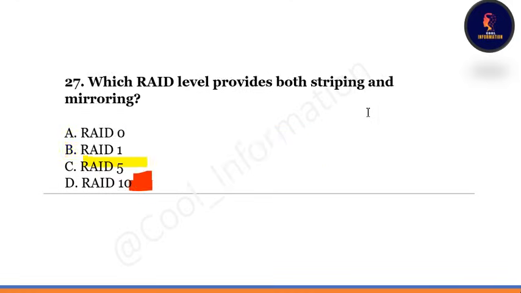Next question. Which RAID level provides both striping and mirroring? Options are RAID 0, RAID 1, RAID 5 or RAID 10. Correct option is RAID 10. RAID level 10 provides both striping and mirroring.